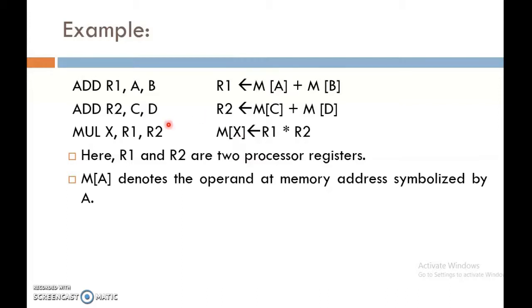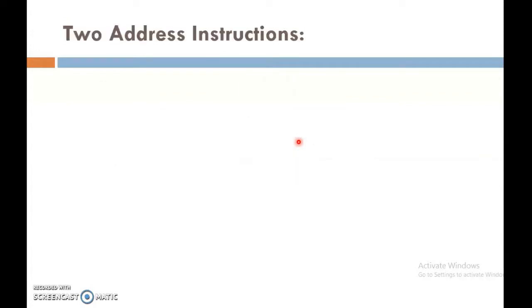So from this example we can see that A and B will be added, after that C and D will be added, and then the result of the addition of A and B and the result of the addition of C and D will be multiplied. So this is the way how 3 address instruction works.